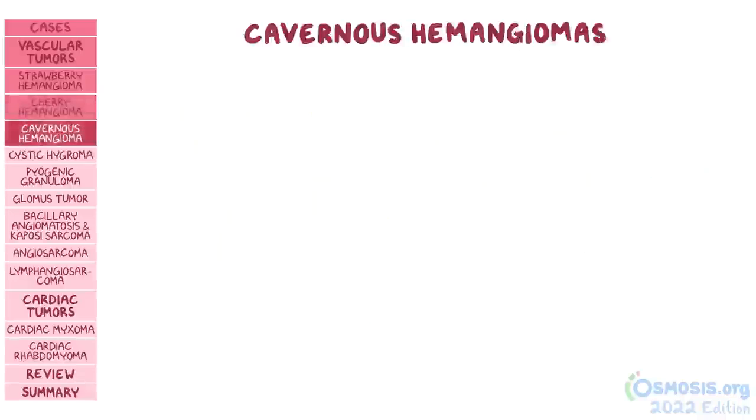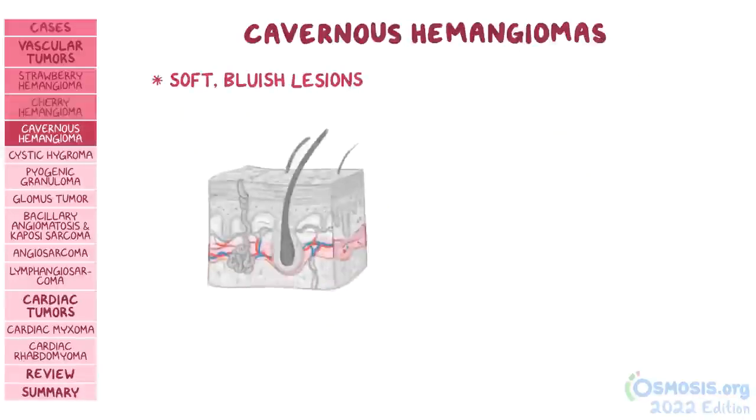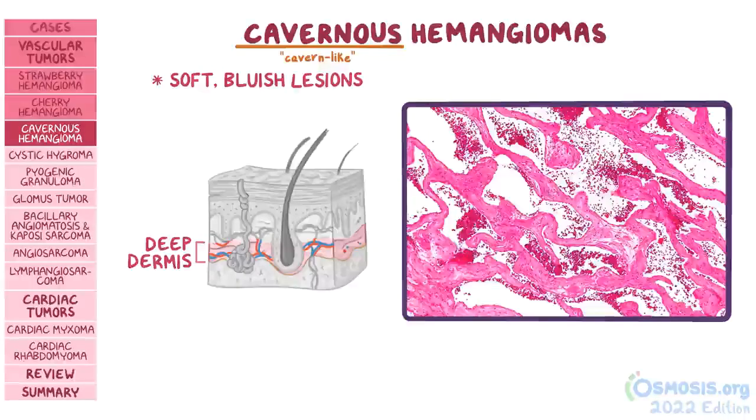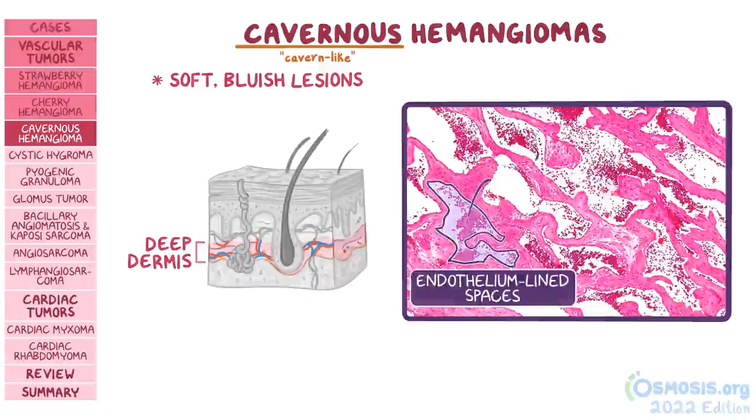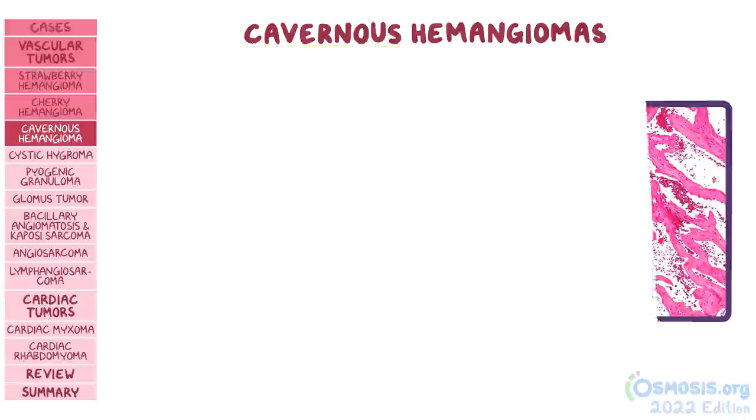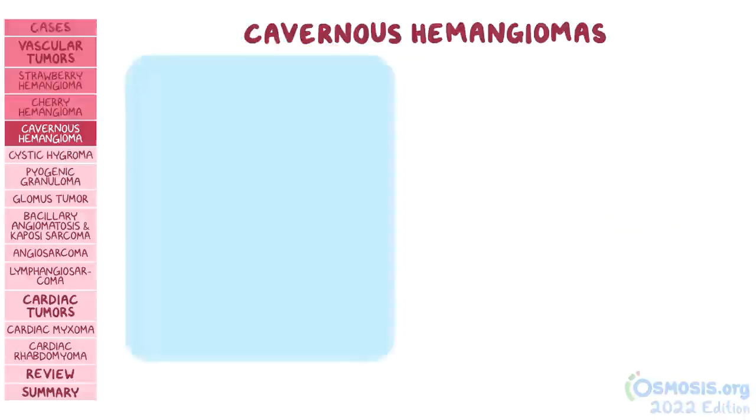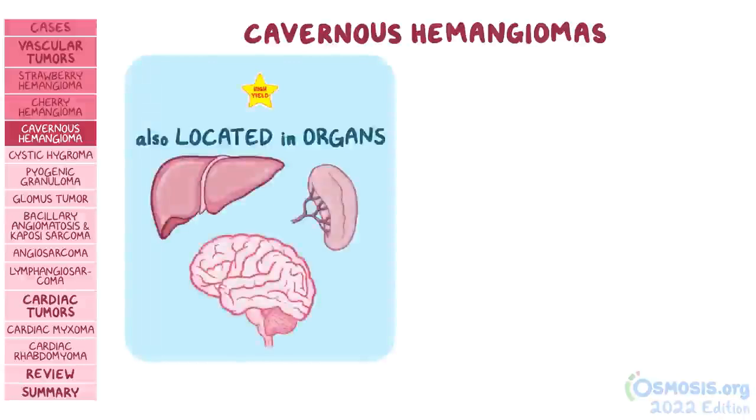Cavernous hemangiomas are soft, bluish lesions, and unlike strawberry and cherry hemangiomas, they're usually seated in the deep dermis. The word cavernous means cavern-like, so it's not surprising that histologically these appear as large, endothelium-lined spaces filled with red blood cells. Cavernous hemangiomas can also be located in organs like the liver, spleen, and even the brain.